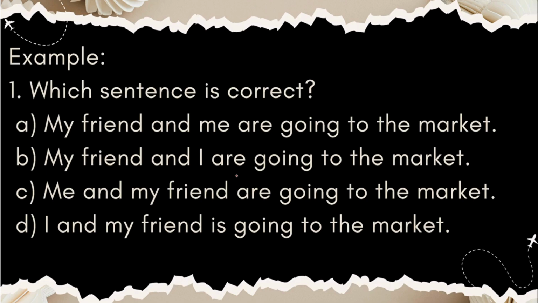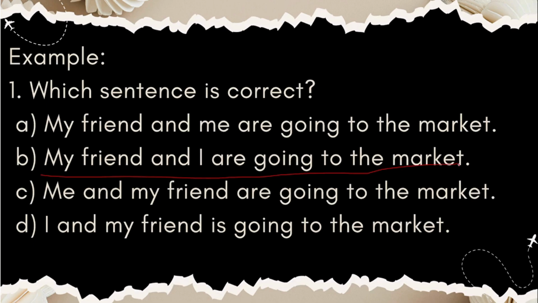Which sentence is correct? My friend and me are going to the market. My friend and I are going to the market. Me and my friend are going to the market. I and my friend is going to the market. Which one is the correct answer? My friend and I, because they are part of the subject, right? My friend and I are going to the market. So the right answer is B.